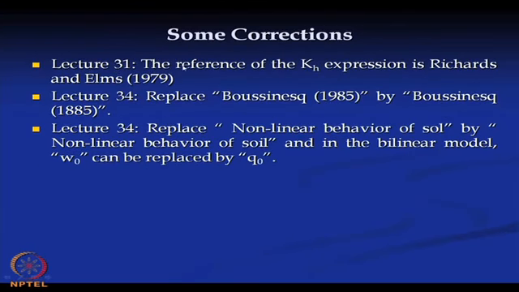In lecture 31, the reference of the KH expression is Richards and Elms 1979. In lecture 34, replace Boussonic 1985 by Boussonic 1985, and you have to change the spelling there. And in lecture 34, replace nonlinear behavior of soil by nonlinear behavior of soil, and in the bilinear model W0 can be replaced by Q0.